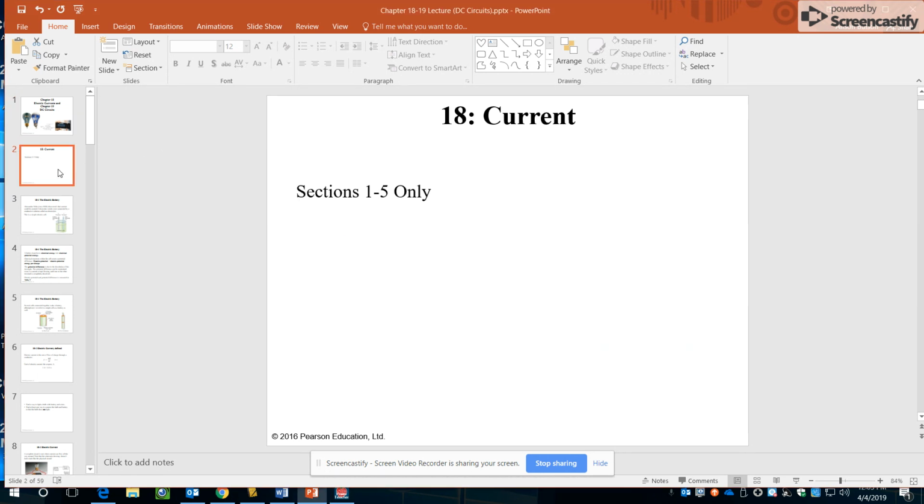We are cutting and pasting, though. We only need to worry about sections 1 through 5 of Chapter 18. Our focus is pretty narrow here for the last bit of AP Physics.